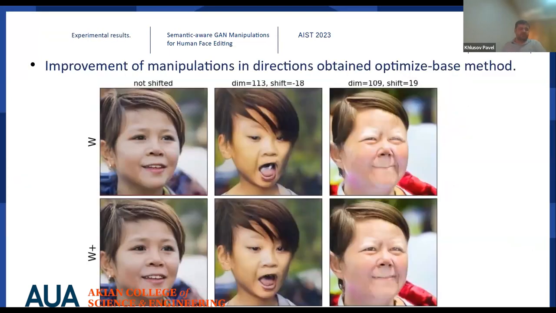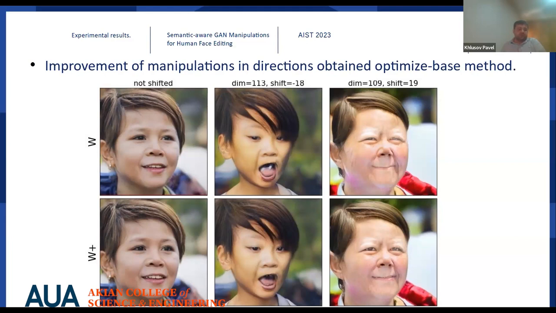Now let's see the results. Despite the fact that only the directions obtained by the closed form factorization method were used in training, improvements were obtained for shifts in the direction obtained by all considered methods. For example, here is an image obtained by shifts made in a direction obtained by the optimized Bayes method. In the upper line, the images are obtained by the original generator, and the lower line images are obtained by the modified generator. We can see that the images in the first column are almost identical.